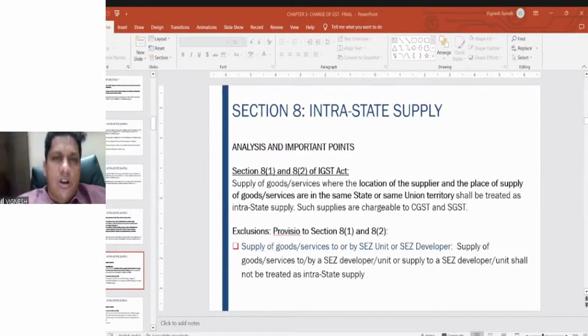You are not taxable. Why? Because you are not registered. Why is this important here? Because in OIDAR services, the place of supply is specifically given, right? That is why this point is important here. I hope you got some clarity based on this. Once we cover OIDAR services, you will understand this point in a better manner.